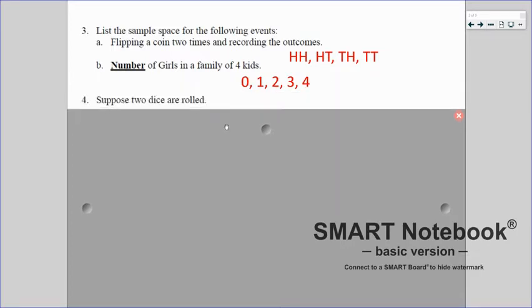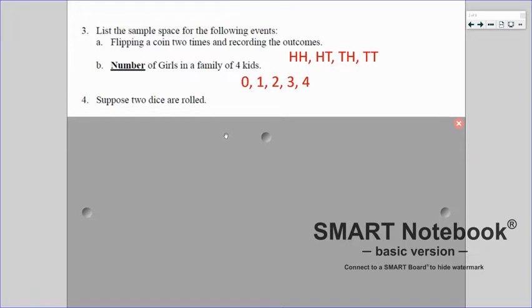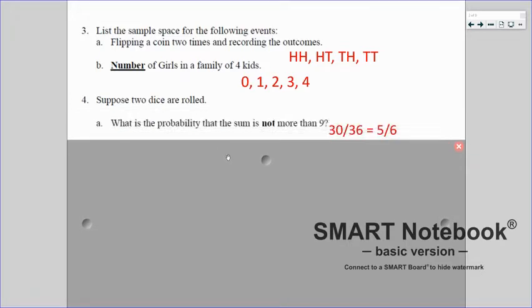Okay, back to the dice. Probability that the sum is not more than 9. So it can be 9 or less. As I look at that chart, there are 30 of those. Maybe it might be easier to count the ones that are more than 9, and there would be 6 of those. So 30 of them would not be more than 9.